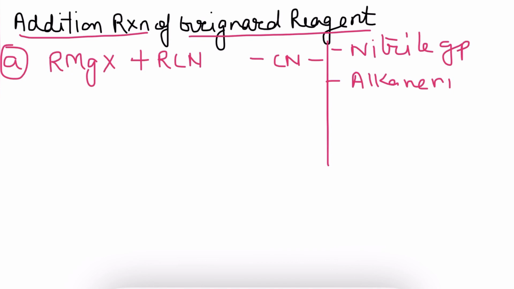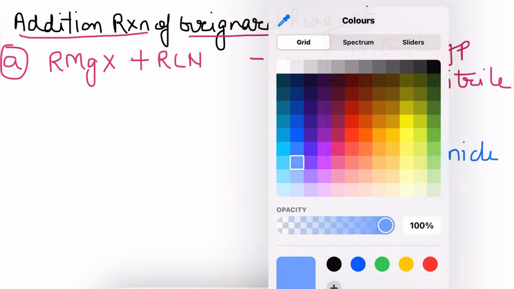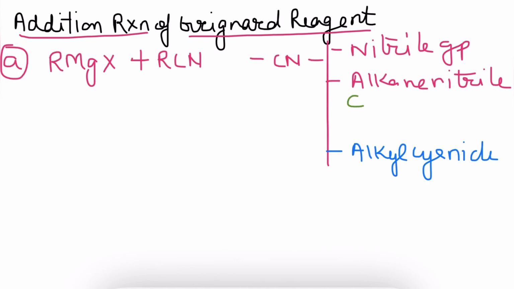The compound of form RCN is alkane nitrile. And in common system, we call it alkyl cyanide. Let's understand this with the help of a simple example. I am taking CH3CN. When you call it alkane nitrile, then you add this carbon in the word root part. So here we have two carbons, so the word root should be ethane nitrile.